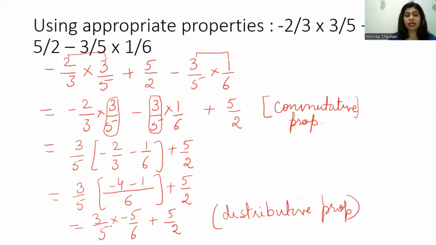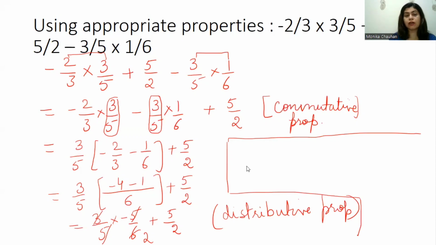Now, can you see this 5 and 5 can be cancelled, and 6 can be divided by 3, you got 2. So I'm just making a separate part over here and finishing it. After solving, you got minus 1 upon 2. And here you got plus 5 over 2.